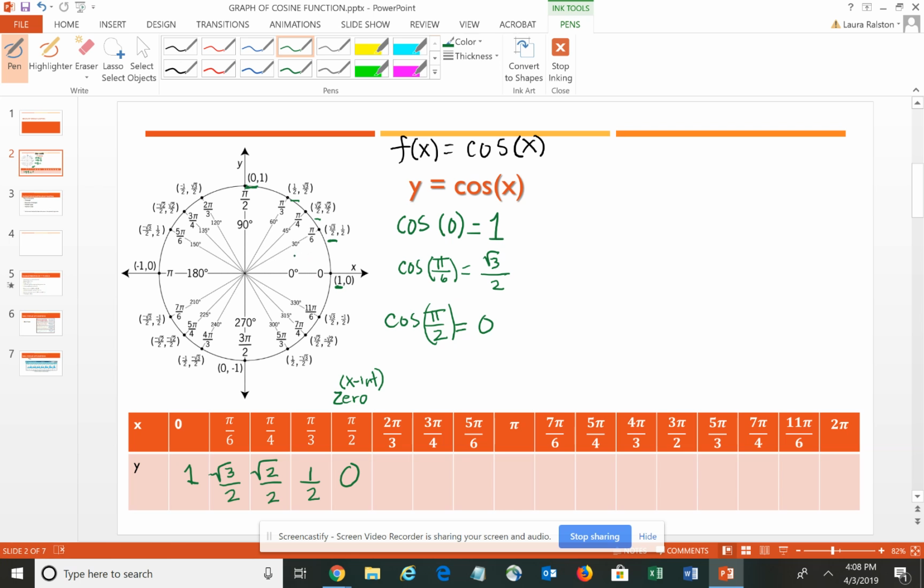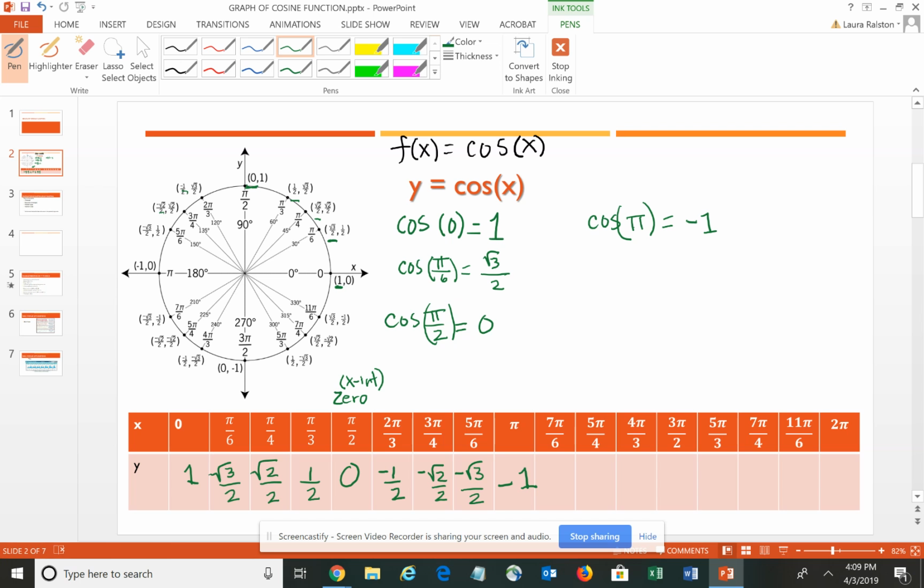Let's see, then we keep rotating. 2 pi thirds would be negative 1/2. I'm now in the second quadrant. 3 pi fourths is negative square root 2 over 2. Again, you're simply reading the x coordinate of the ordered pair that corresponds to that angle. So cosine of 5 pi sixth is negative square root 3 over 2. The cosine of pi, which is another quadrantal angle, is negative 1.